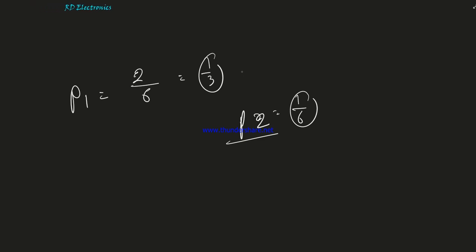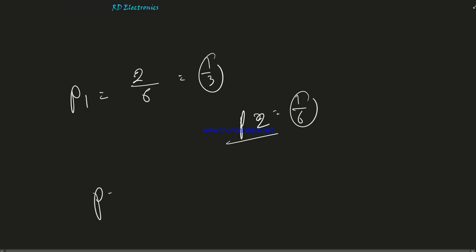If the first die falls with 5 upward, the second die must show 6, and if the first die falls with 6 upward, the second die must show 5. So that's why the probability that the second die shows the one of 5 or 6 which the first die has not shown is 1 by 6.